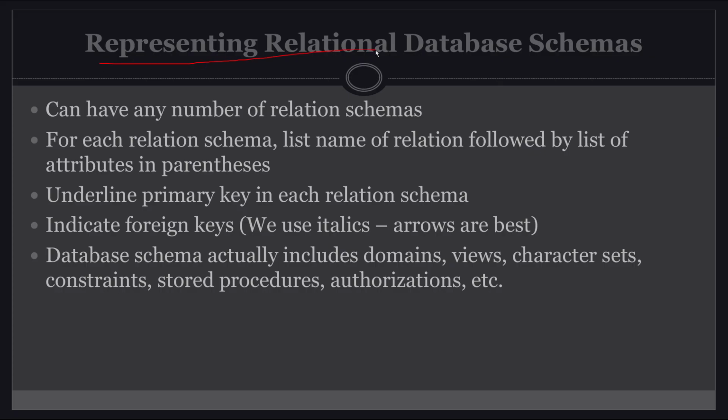Now, representing relational database schemas. You can have any number of relation schemas. For each one, you list the name of the relation, followed by the list of attributes in parentheses.